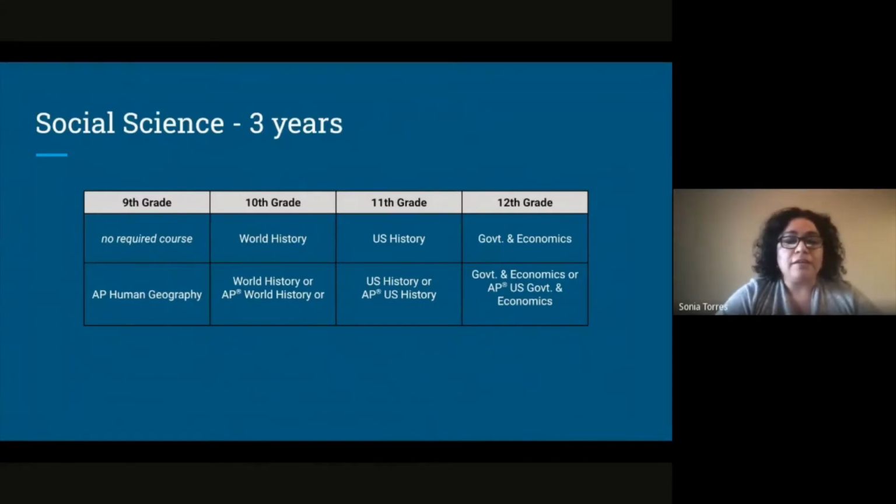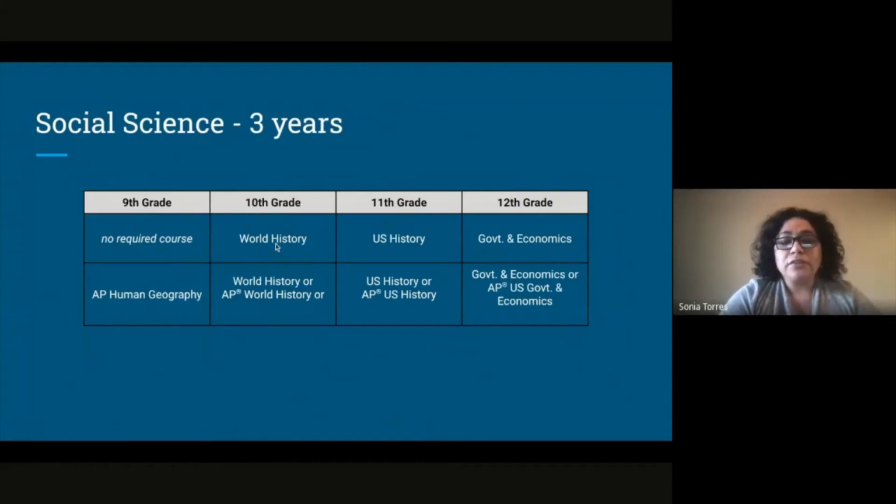For social science, if you are a 9th grader, it was not required this year for you to take a social science, or what we call a history class. If you're a 9th grader, though, your options are either world history, or you can take AP World History. When the counselors visit your English classrooms this week and starting next week, we will go over the requirements and some of the differences between AP and non-AP classes.